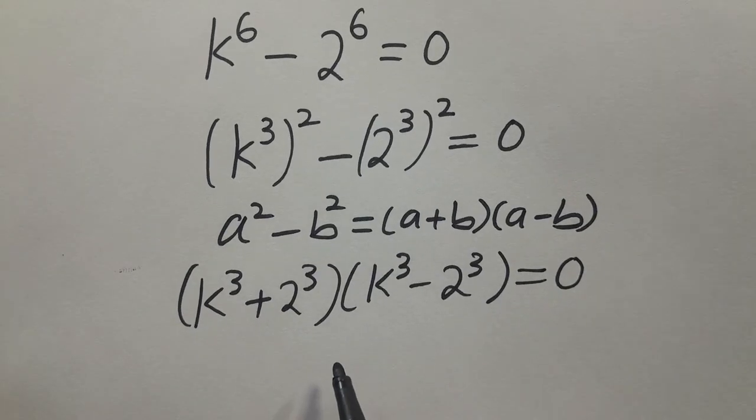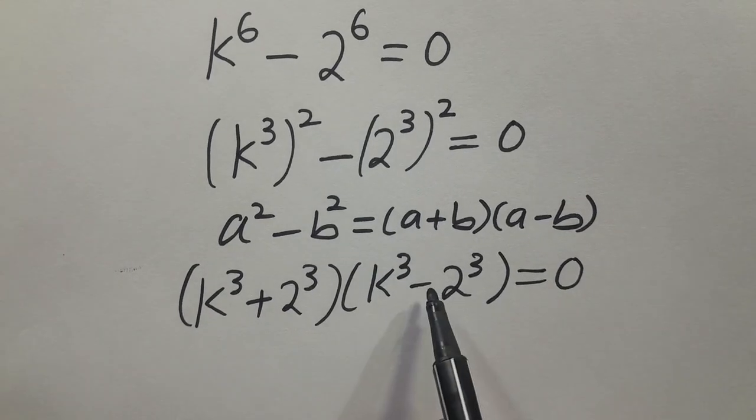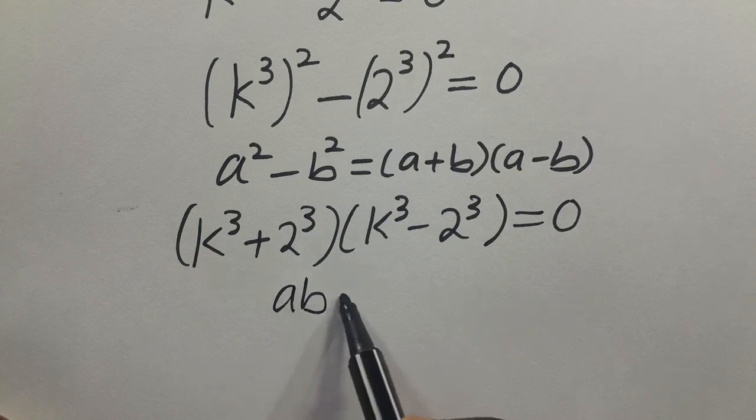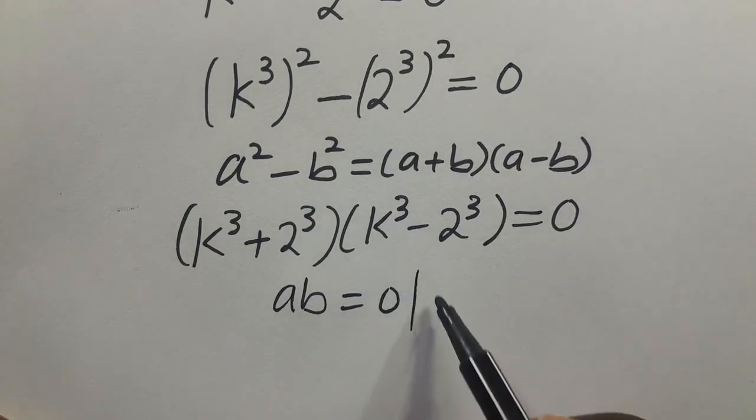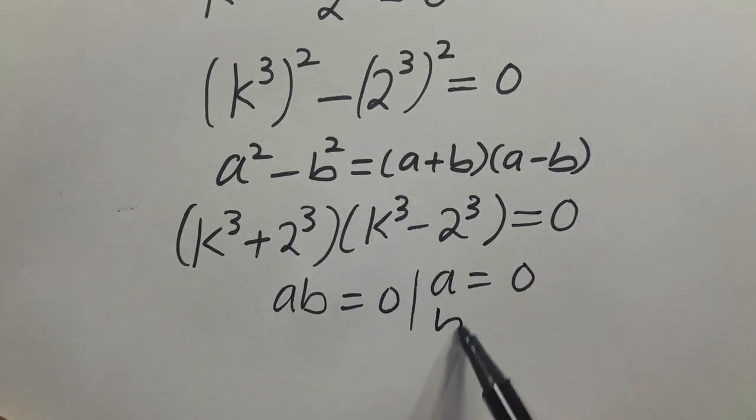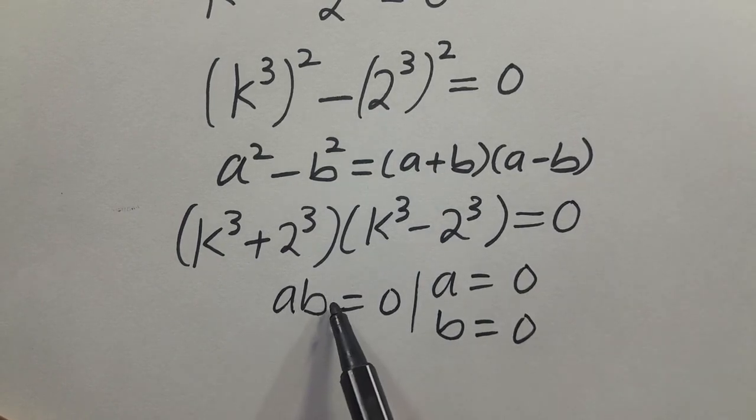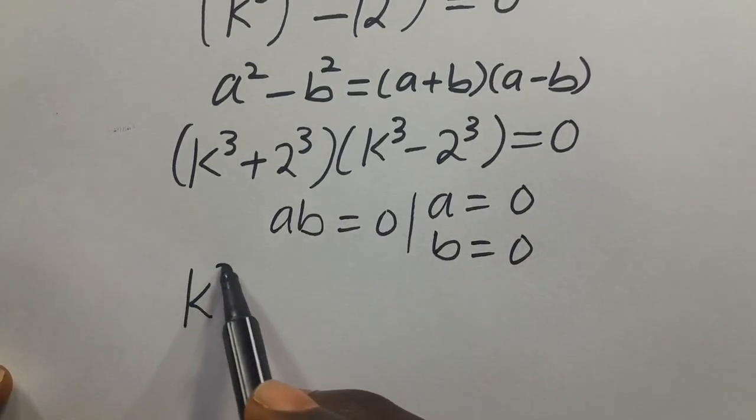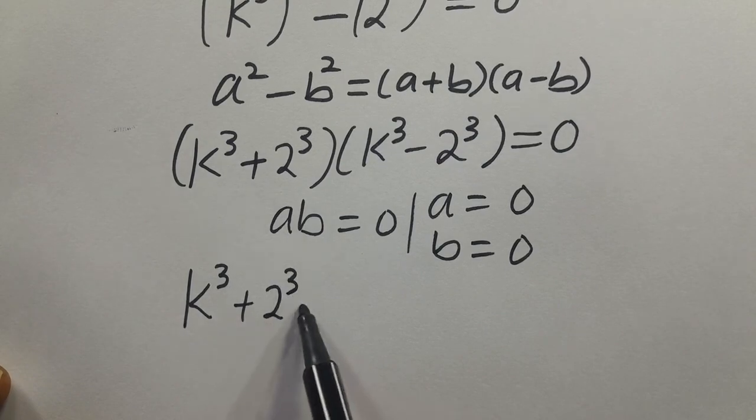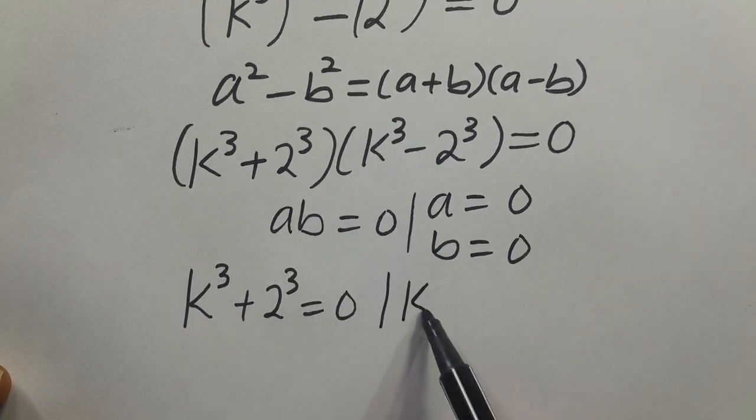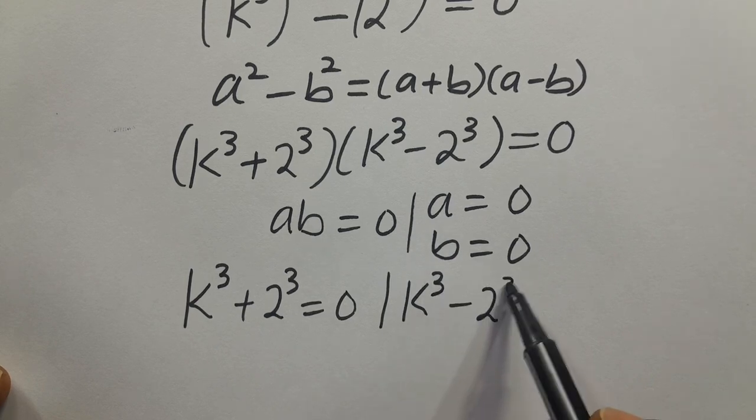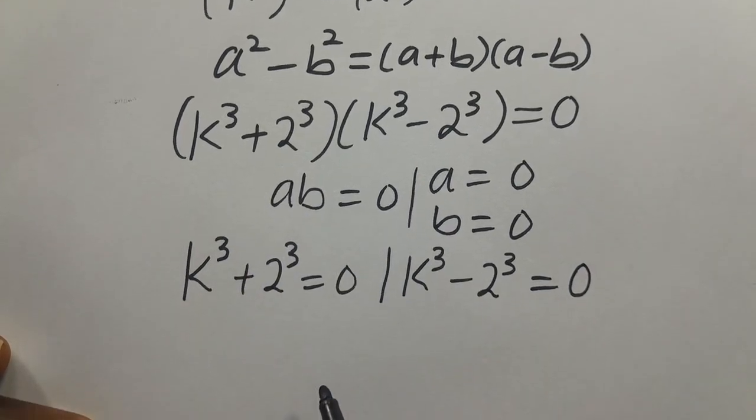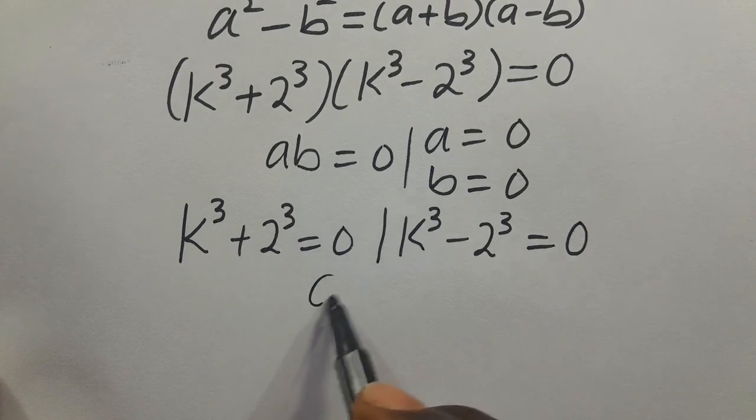So from here, we have this equal to this. For now, let's apply the product property law that says that when you have a multiplied by b that equals 0, this implies that either a equals 0 or b equals 0. So it's either k to the power of 3 plus 2 to the power of 3 equals 0, or k to the power of 3 minus 2 to the power of 3 equals 0, for this expression to be equal to 0. Then from here, let's say case 1.